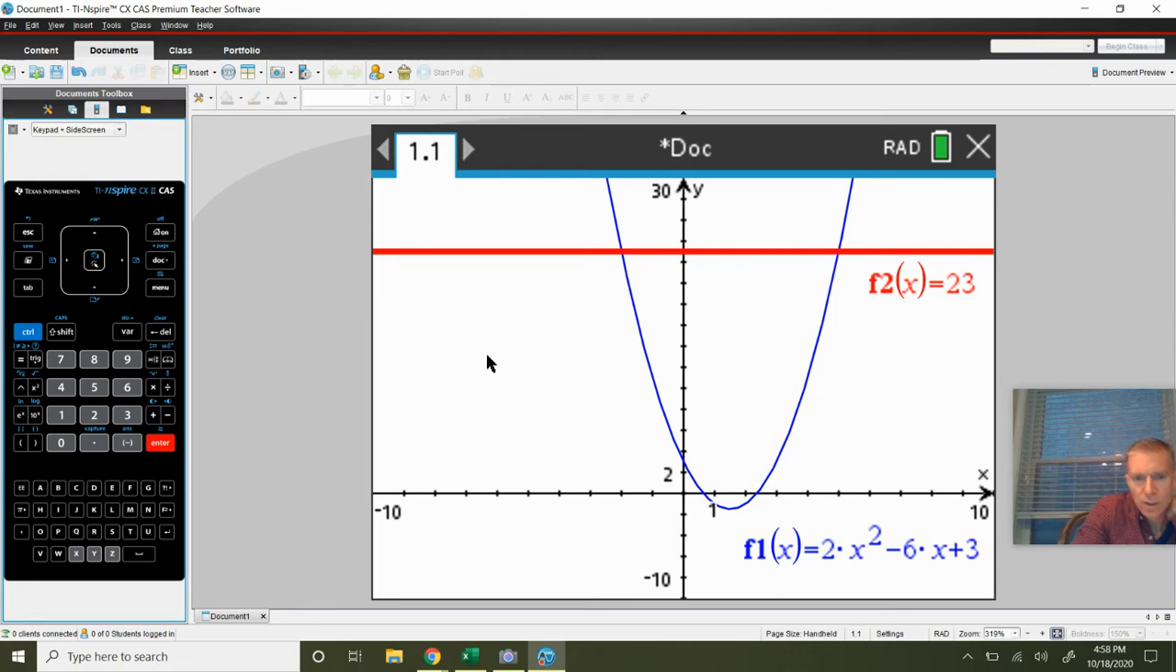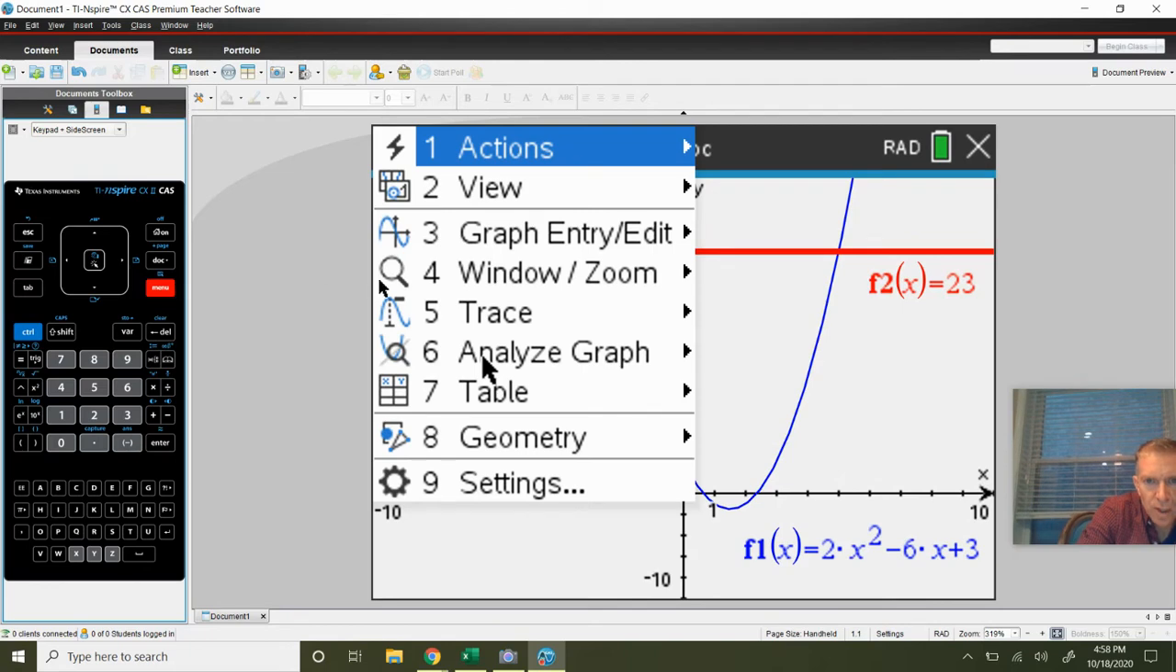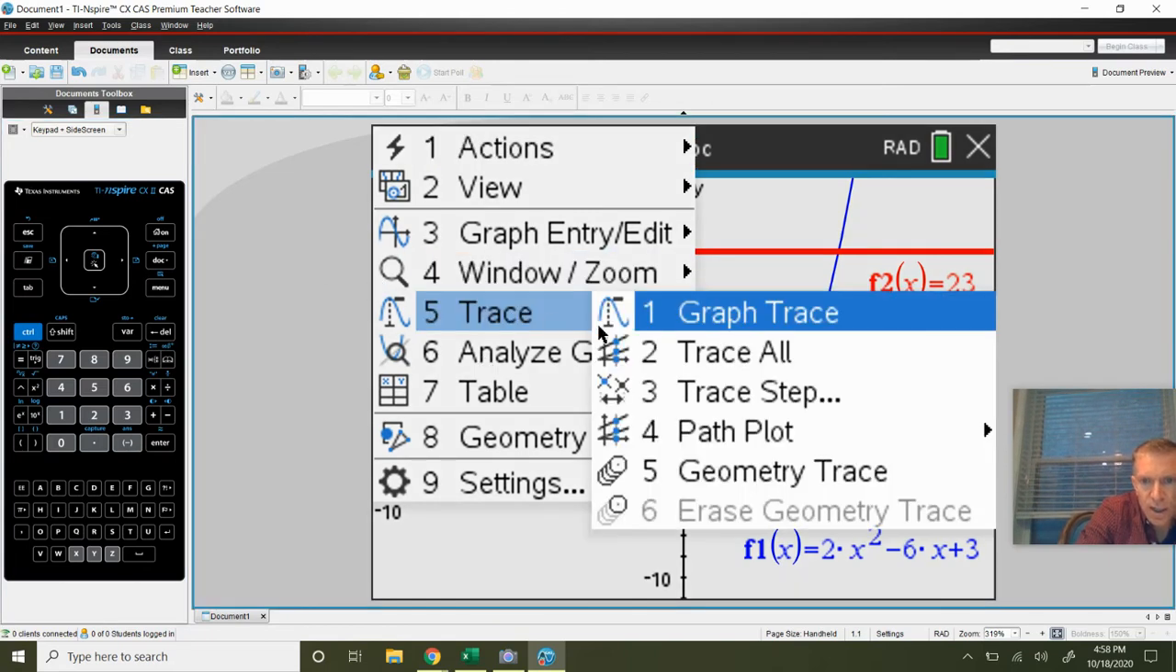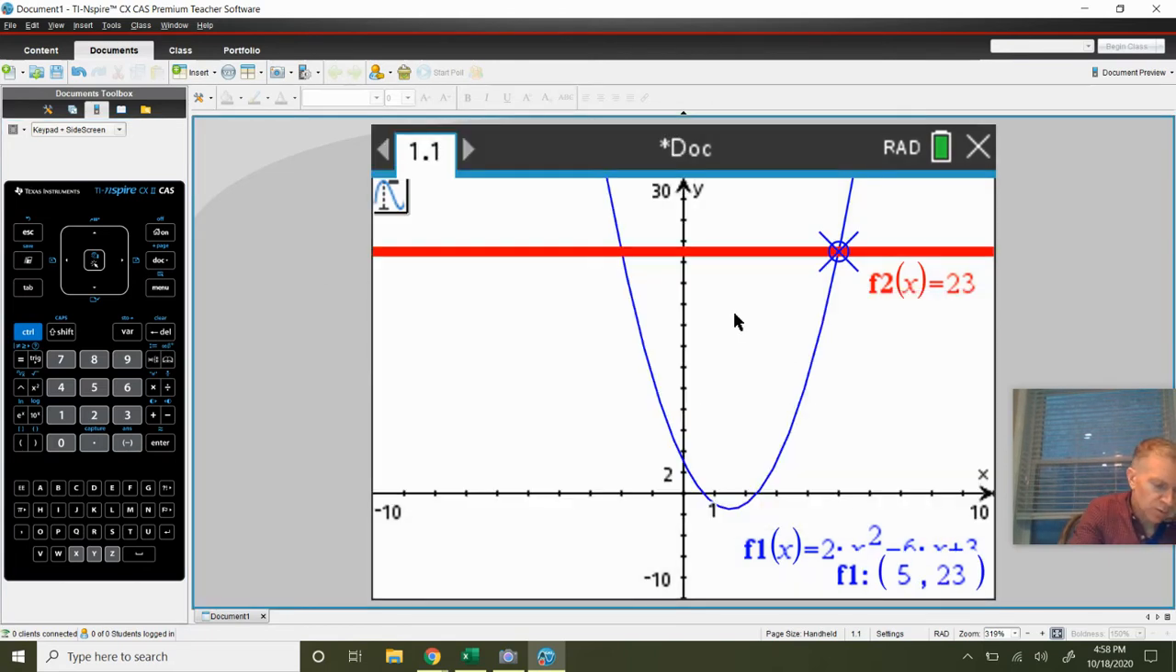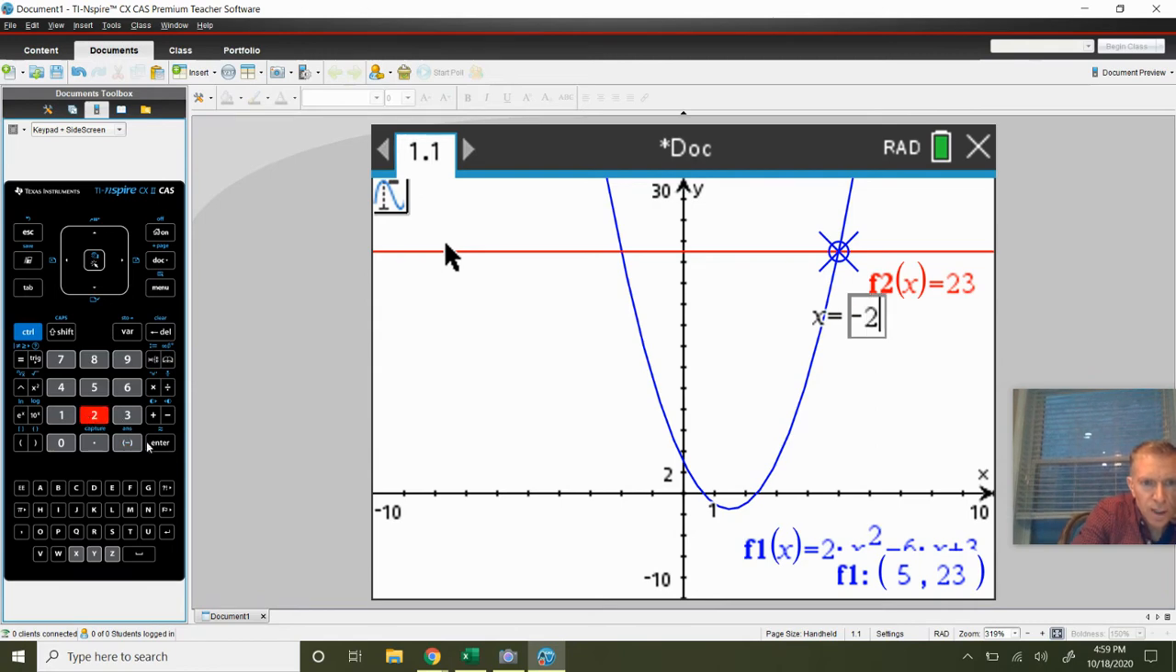Again, if we did a menu, 5 for trace and graph trace. The first one we did, we plugged in a negative 2. So negative 2, hit enter, and we can see we're right there. Now notice this is blue. If we arrow up, it'll jump to the other function. Now notice this is a point on both functions. Right now we're on the red function. If we go up or down, it just toggles between the two functions.